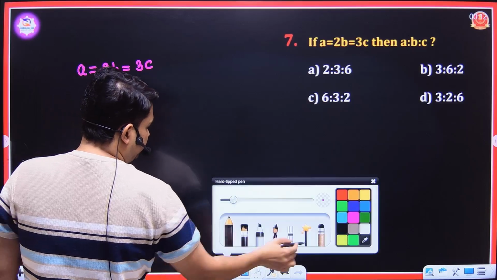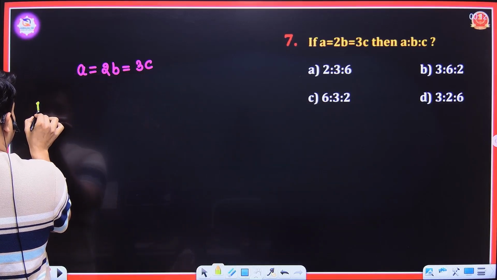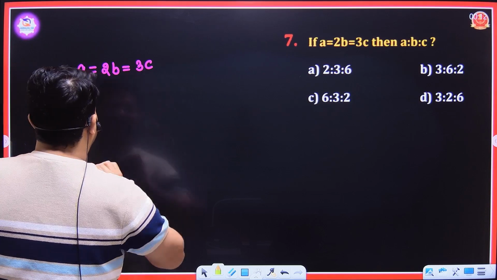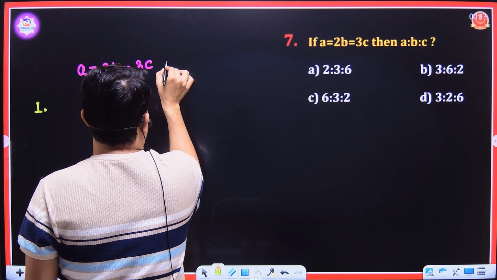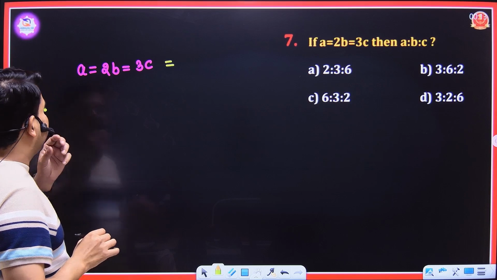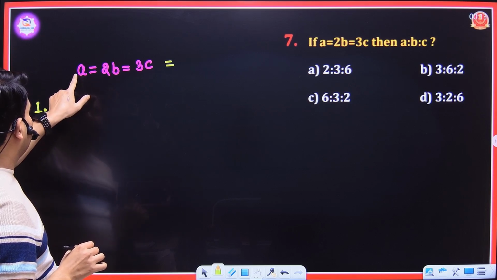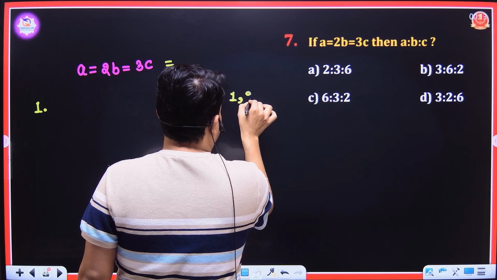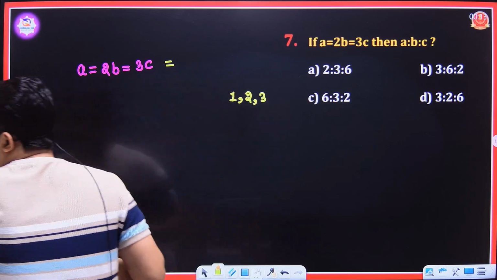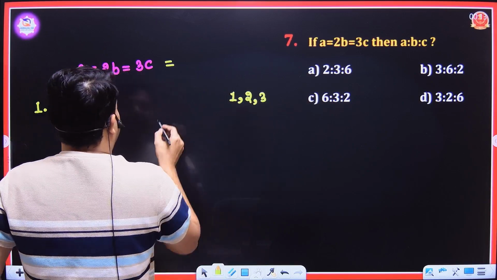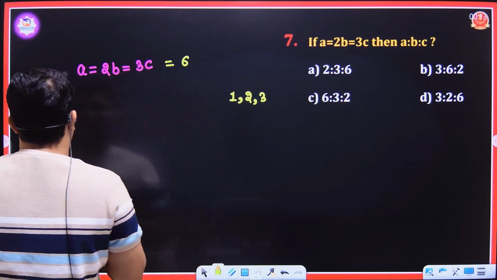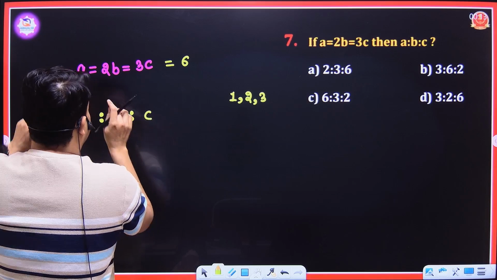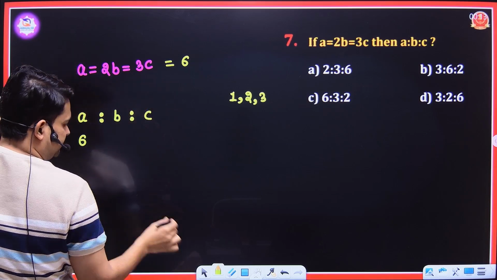See, if I talk about method number one, A is equal to twice of B is equal to thrice of C. Then I will write a number which is exactly divisible by their coefficients. Coefficient of A is 1, B is 2, and C is 3. So their coefficients are 1, 2, and 3. I will write the LCM of 1, 2, and 3, and the LCM of 1, 2, and 3 is 6. I can write A ratio B ratio C here. See, here A is equal to 6.